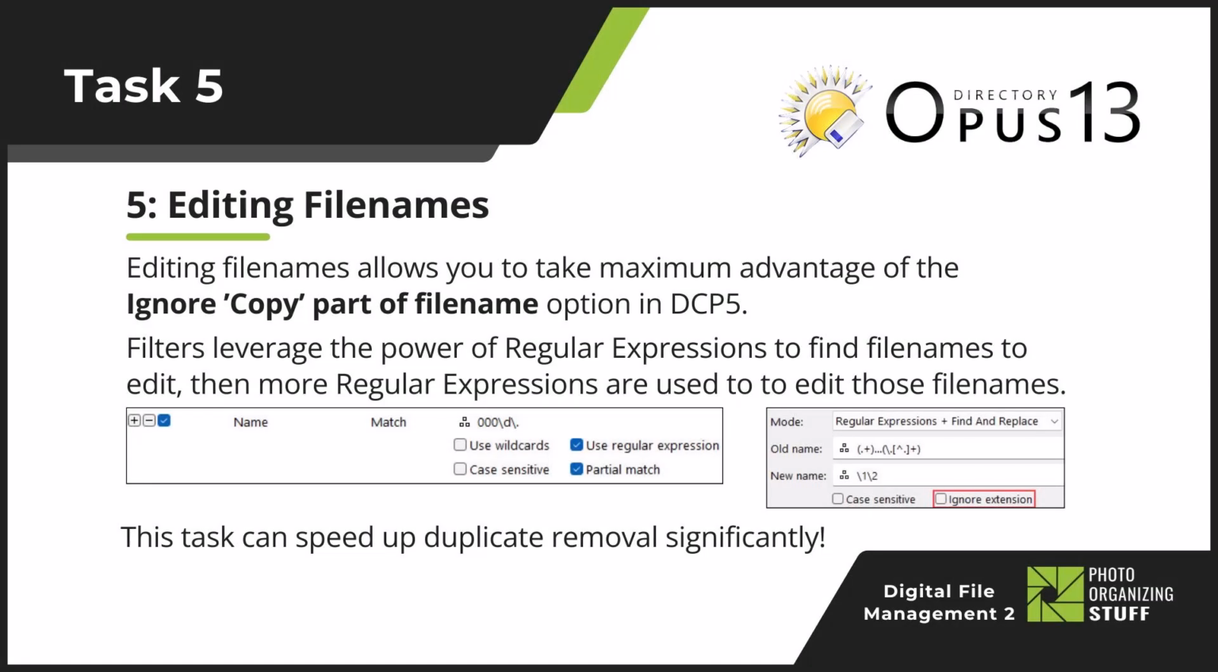The final task covered in the course is editing file names. Editing file names allows you to take maximum advantage of the Ignore Copy Part of File Name option in DCP5. You'll be using regular expressions, which you don't need to understand, to find file names to edit. Then use more regular expressions to edit those file names. It's a very important task that can make duplicate removal much more efficient.